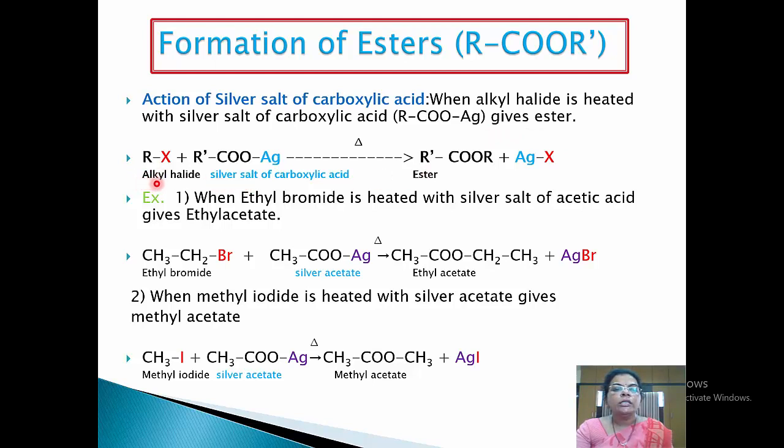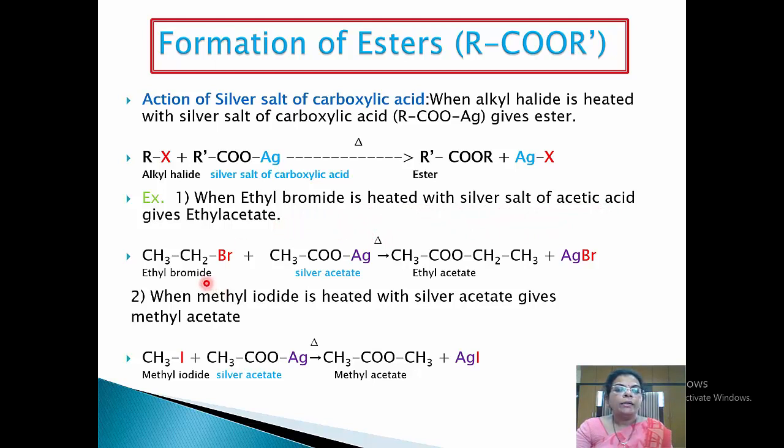The general reaction is: alkyl halide, that is RX, when heated with silver salt of carboxylic acid, that is R-COOAg, gives ester, that is R-COOR, plus AgX. In this reaction, the halogen atom is substituted by the R-COO group. For example, when ethyl bromide is heated with silver salt of acetic acid, it gives ethyl acetate.